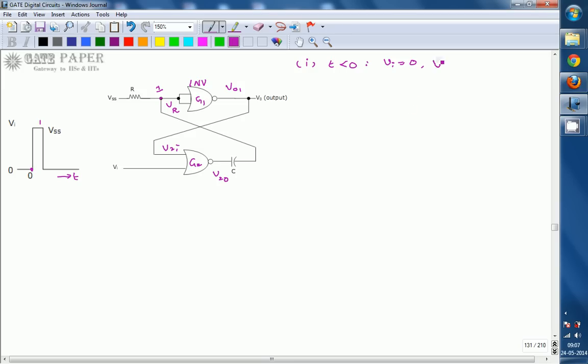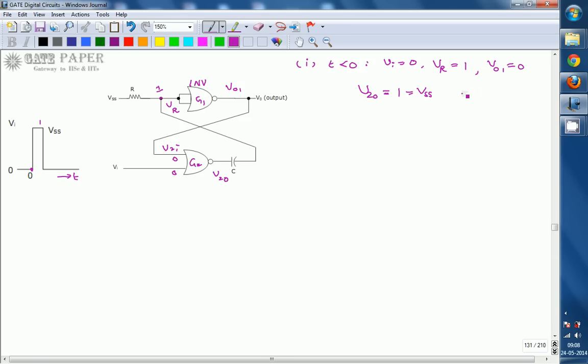So VR is going to be at logic 1. Whenever this is at logic 1, the output of gate 1, which is acting as an inverter, V01 will be at 0. That 0 acts as the other input of gate 2 along with Vi. So for the output of gate 2, both inputs are zeros, here 0 and here 0 for t less than 0, so that V2O will be 1.